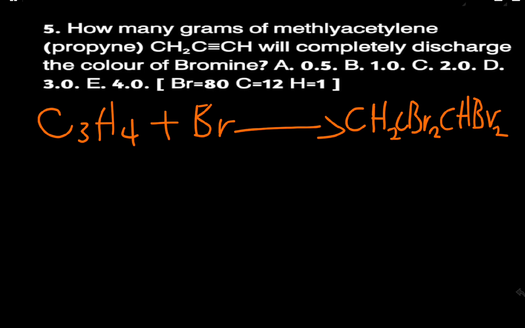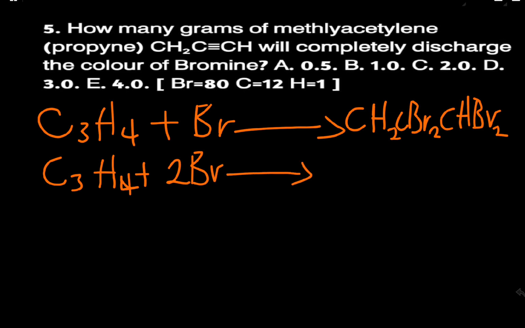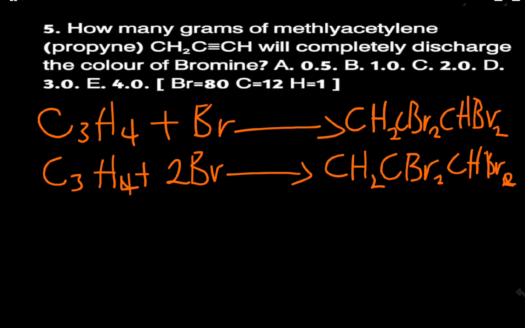So in order to balance this equation, carbon here is 3, hydrogen is 4, so I'm introducing 2 here. Please, if you're finding it difficult to balance chemical equations, do watch the videos made on that already. So you have CH2Br2CHBr2. And so now this equation is balanced.